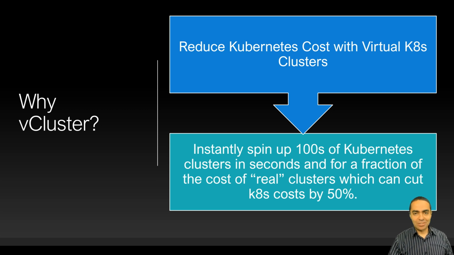So why vClusters? As you can tell, the number one reason is reducing Kubernetes costs. And not only that, it spins up Kubernetes clusters very quickly. You can spin up hundreds of clusters in seconds for a fraction of the cost that you would otherwise pay if you were to use real host clusters.